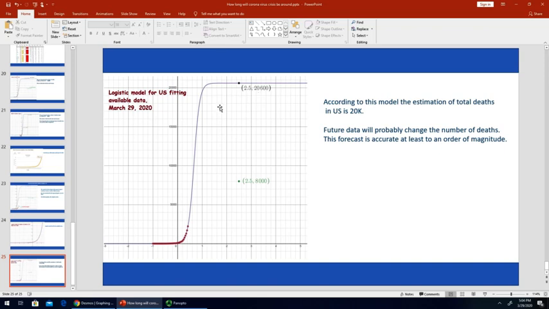Well, I'm pretty sure this logistic model for the United States fitting the available data as of today is not very accurate. So probably in a week or 2 or 3 weeks from now, I'll be able to provide a much better number here. But what I can say now is that the forecast of 20K is accurate to an order of magnitude or something like that. So it's not accurate to the thousand, but to the order of magnitude. So we are expecting the number of deaths to be in the tens of thousands.